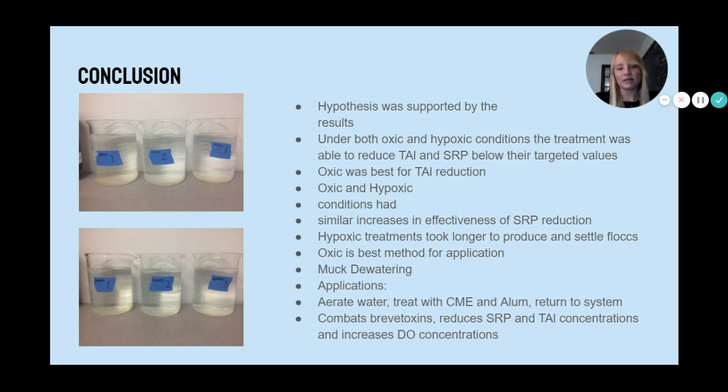In the dewatering process, it would be a viable location for the application of the treatment, as you could take the water retrieved from the muck, place it in an area to be aerated, and then treat with CME and alum, then return to the system. This way, the water would help to distribute the brevetoxin neutralizer, reduce SRP concentration in water, which would eliminate one of the largest contributions to algal blooms, and reduce TAL concentration that would be spiked by the addition of the alum in the treatment.